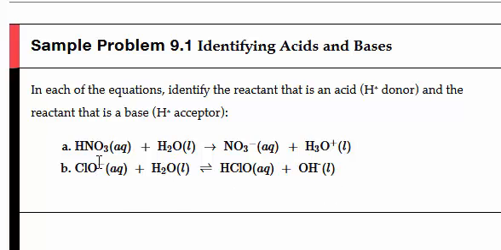If I look at hypochlorite, it gains a hydrogen and its charge becomes more positive. So hypochlorite is the base or the proton acceptor. It gains a proton, and water is my acid or proton donor. It loses a proton.